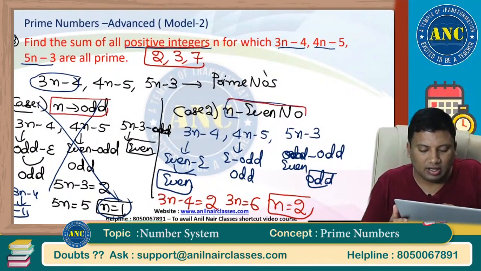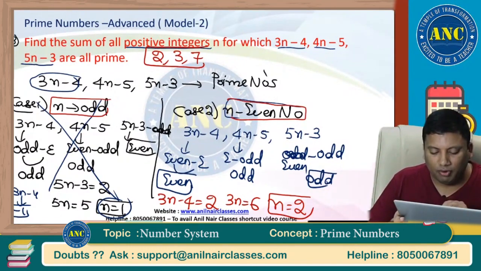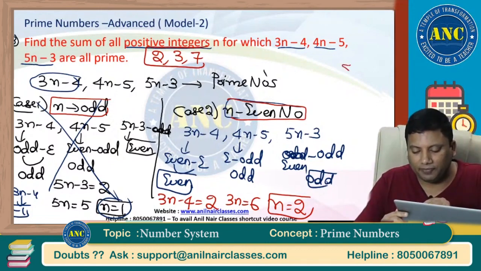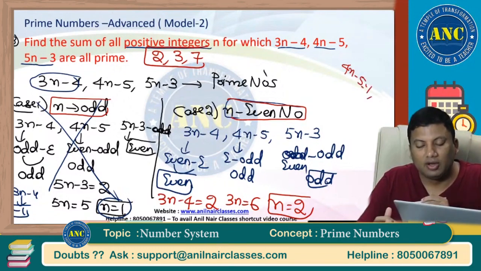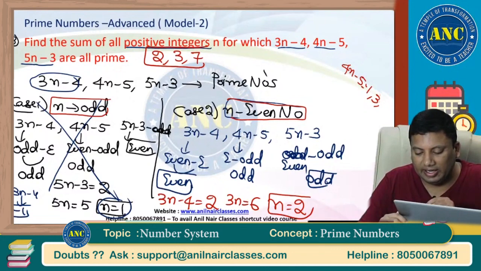n is an odd number, n is an even number. If I take an even number, for example, 4n minus 5, even into even, 5 is an odd number, even minus odd, it is odd. Suppose if I take 4n minus 5 as the odd number 1, 4n equals 6, n will be a fraction. 4n minus 5 as 3, 4n is 8, n is nothing but 2. 8 minus 5 is 3. In this case it is possible.